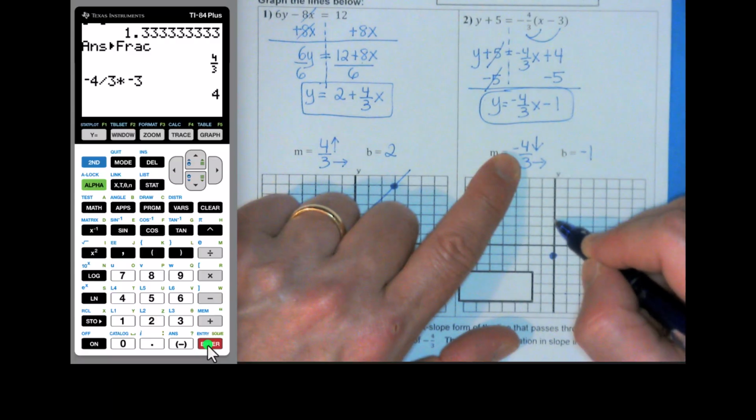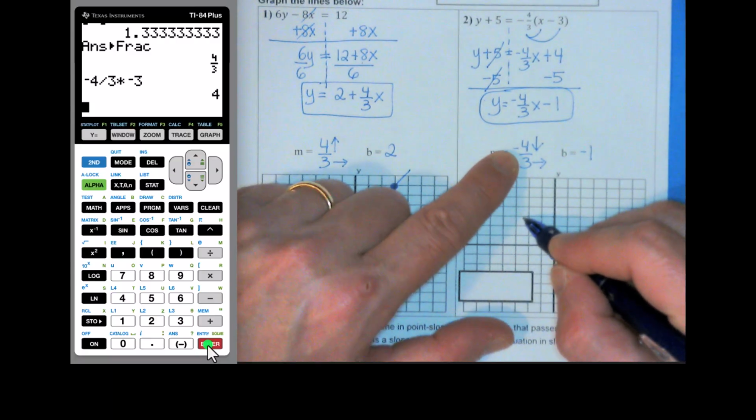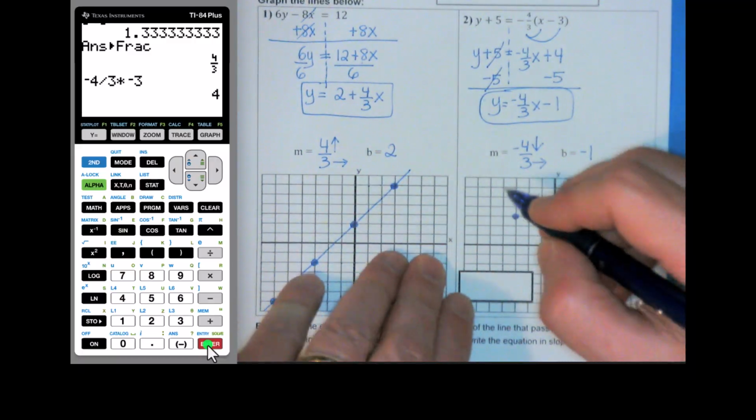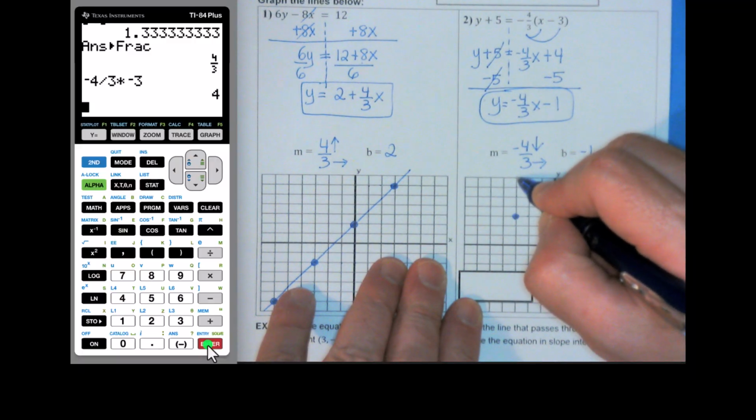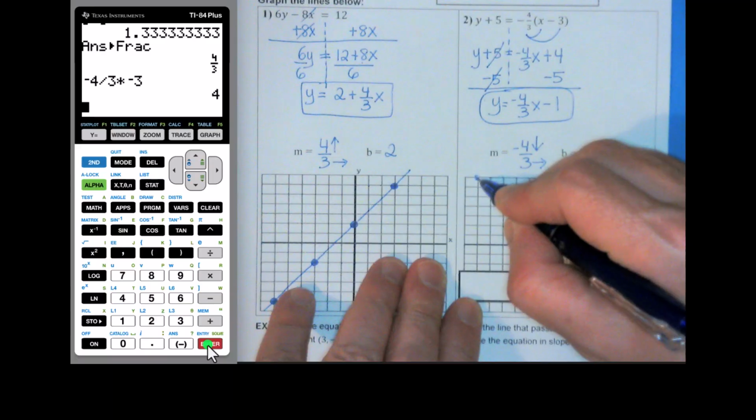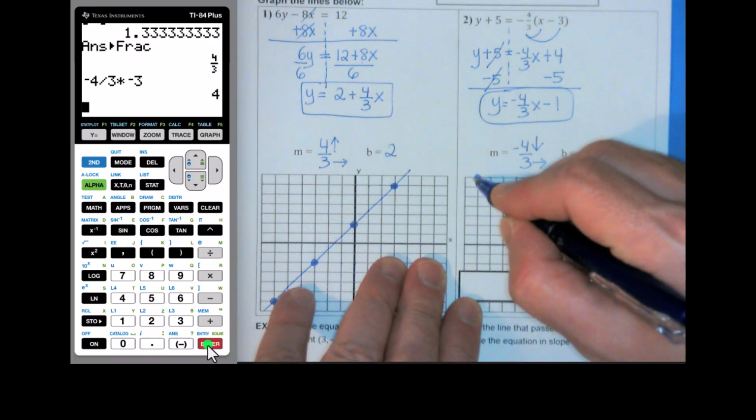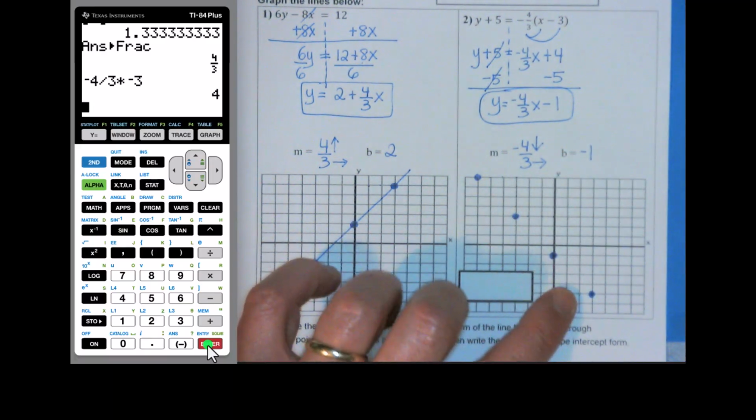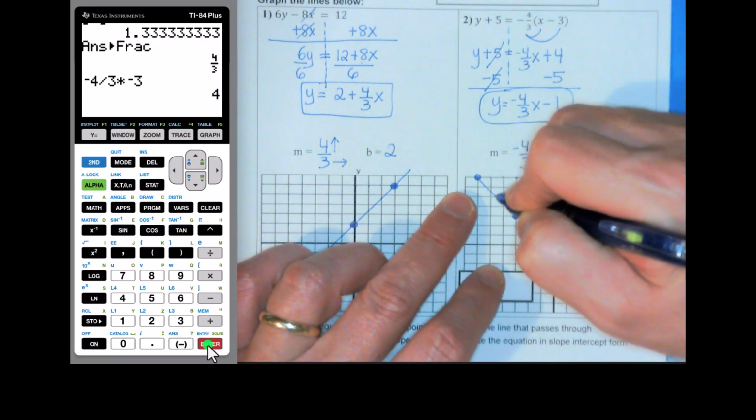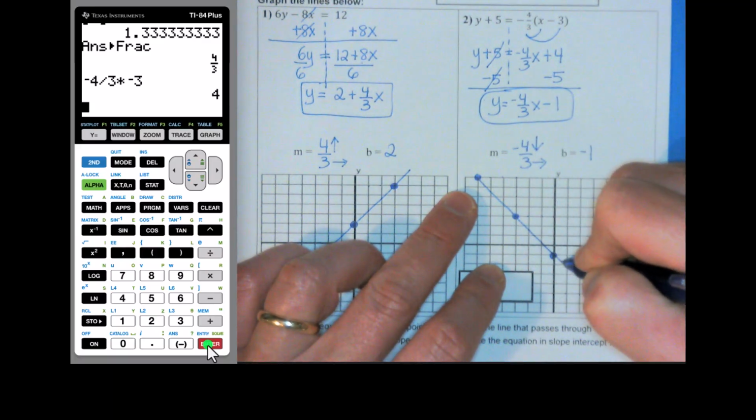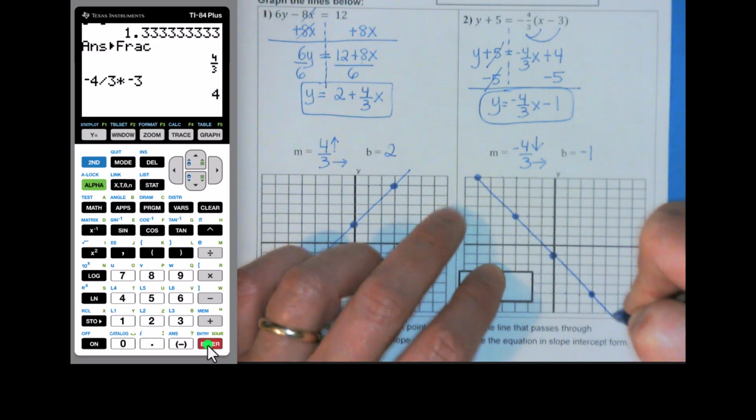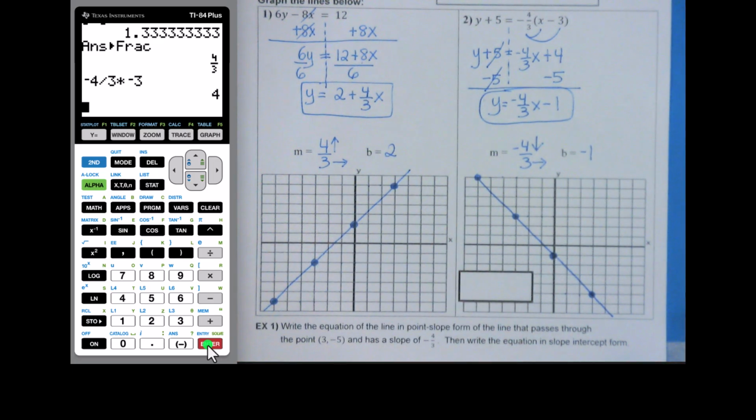Up 4, left 3. There we go. And as you can see, we form a straight line, so we connect to form the line. And there we go. Okay?